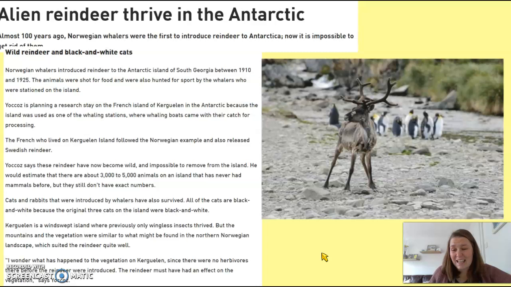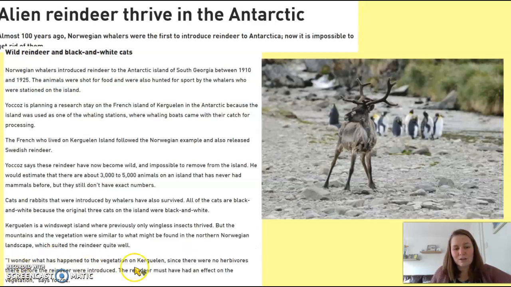It says there are about 3,000 to 5,000 animals on the island that had never had any kind of animals like this before. The whalers that lived there also introduced cats and rabbits, and they did survive as well. So knowing that there's so many of those animals left means that they have survived because they've been able to reproduce and create offspring. And maybe those offspring are slightly different to reindeer that you'd find somewhere else.